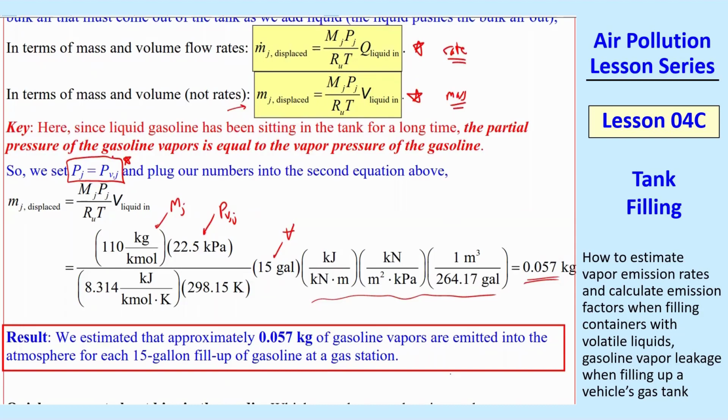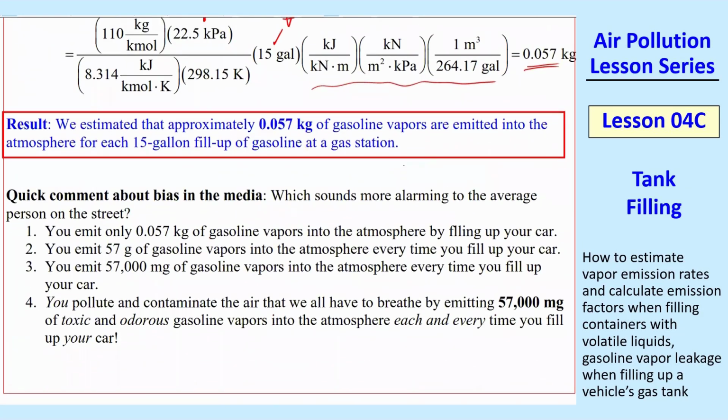Let me take this chance to comment about bias in the media. I've mentioned this before, but this is kind of interesting to think about. I want you to watch for bias when you're reading articles, and it could be any article, not just in this class. You're reading about air pollution or global warming or something, but no matter what you read, people tend to be biased and they try to spin things to what they want to get across.